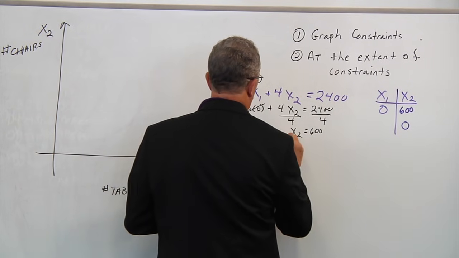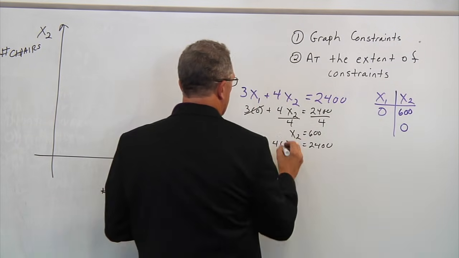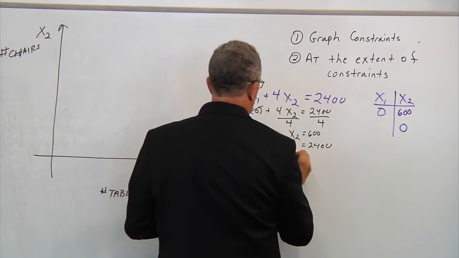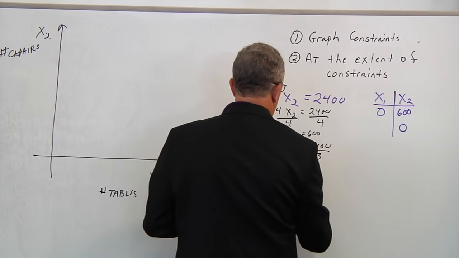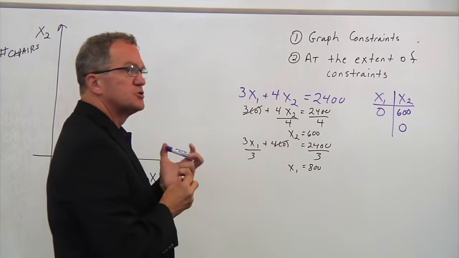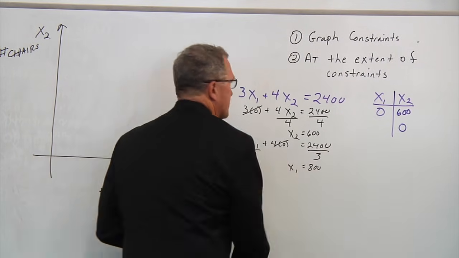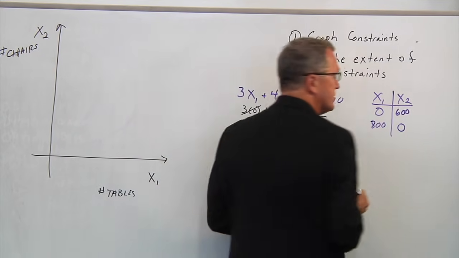3x1 plus 4 times 0 equals 2,400. This goes out to 0. So I end up with 3x1 equals 2,400. Divide both sides by 3. x1 equals 800. So if I make no chairs, there are enough labor hours to build 800 tables.